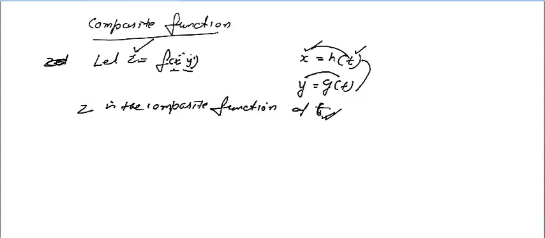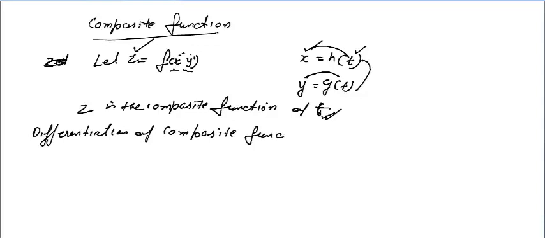After that, whenever such kind of a function is given and you want to find the derivative, then what will be the concept? The concept is differentiation of composite function. Differentiation of composite function. So it is very interesting to see the differentiation of composite function.